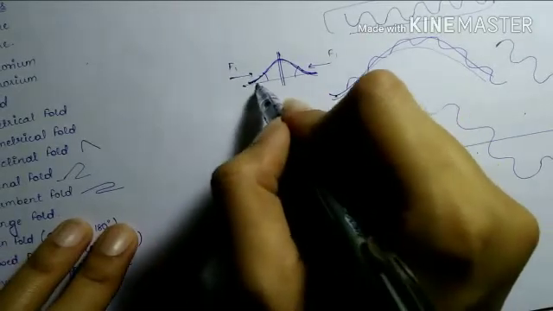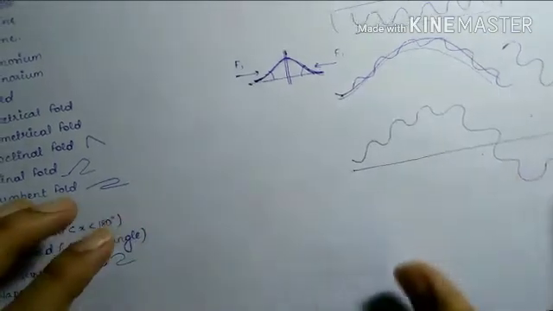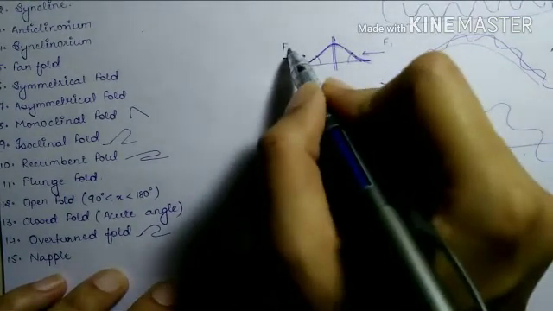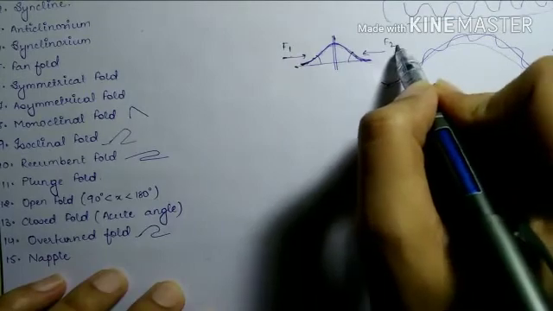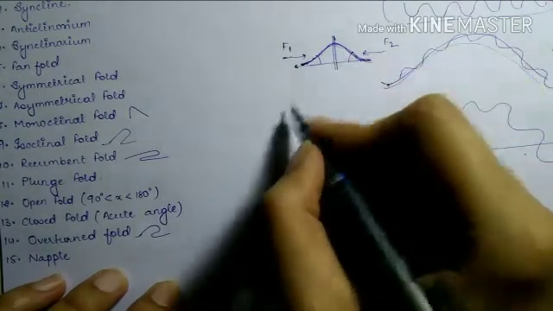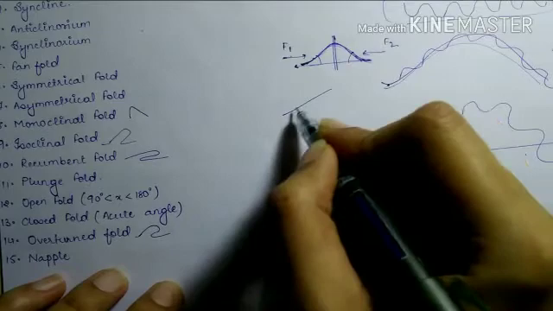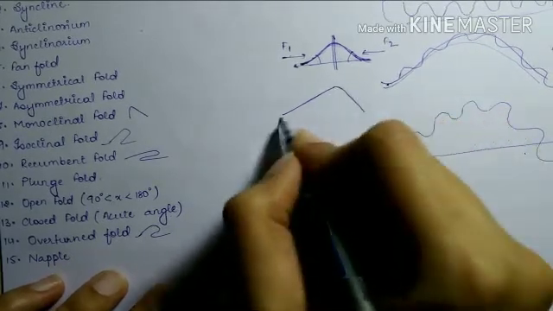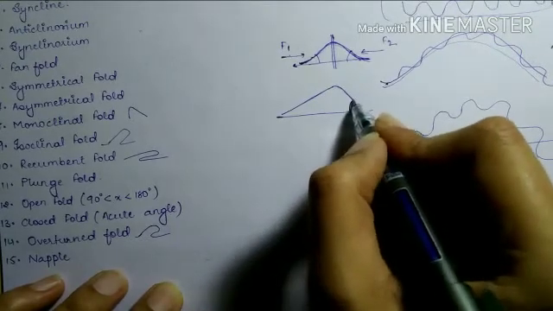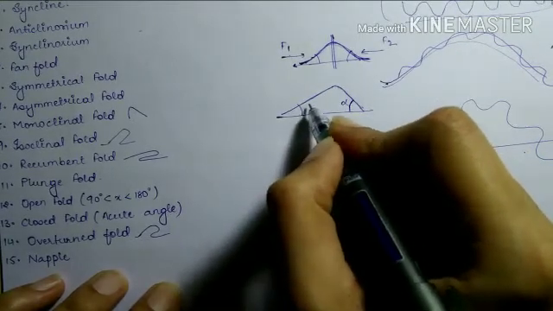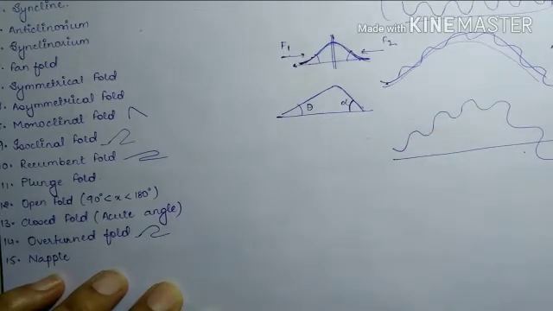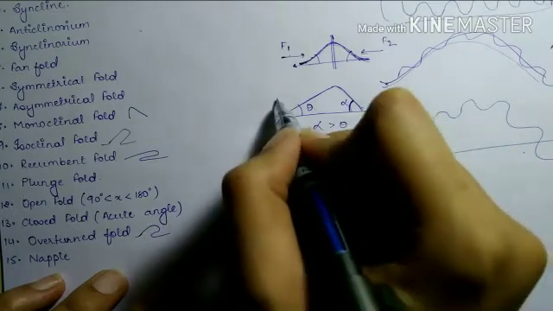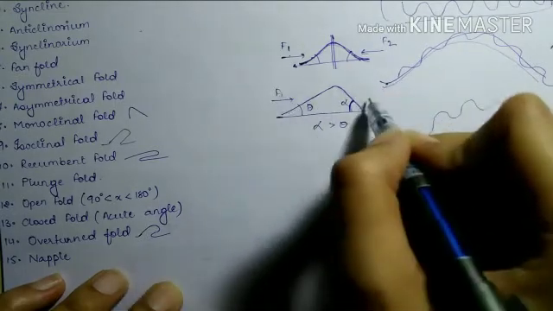So this type of fold is known as symmetrical fold, and the opposite is asymmetrical fold, where the force is acting, like if this is F1, this one will be F2. Okay, so one side will have more bending than the other one, like this one. So this one is having more bending. Okay, so this one, alpha, is greater than theta, because F1 is less than F2.